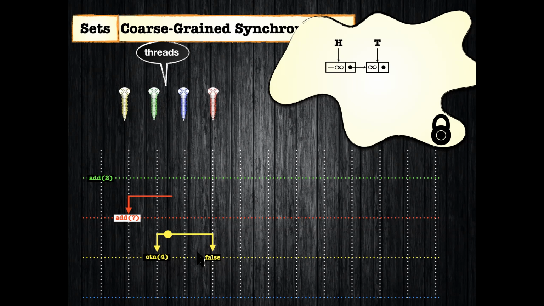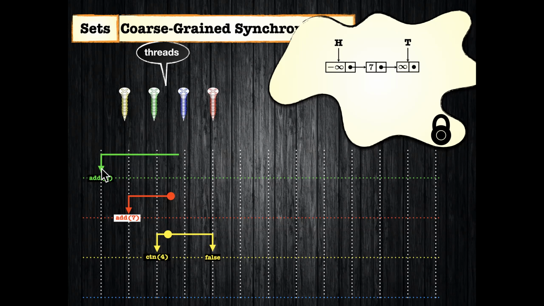So now maybe the red thread will acquire the lock because now the lock is free. And here we have the linearization point, and this is the red thread having the lock. In fact, it adds a 7 to the list, and it releases the lock, but it has not terminated yet. So now the lock is free. Red has not terminated, but it has released the lock. So now a 2 will become active.